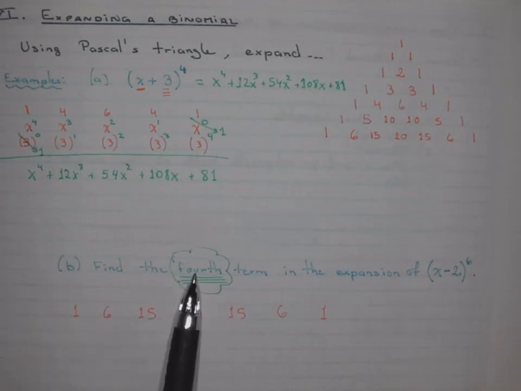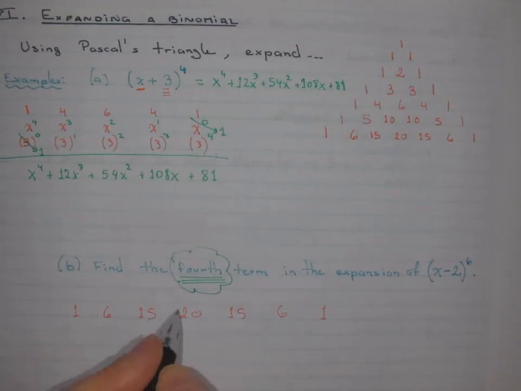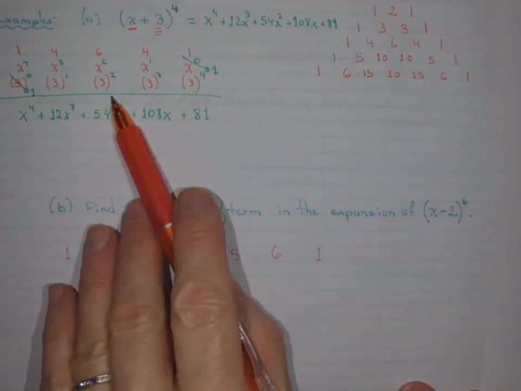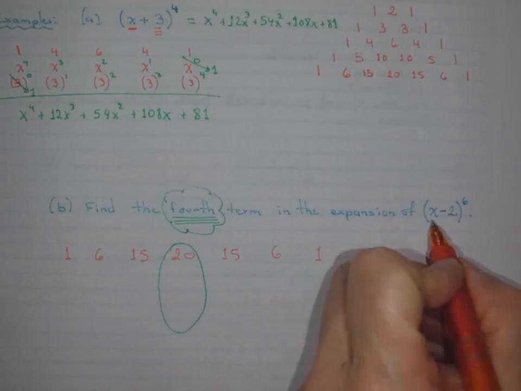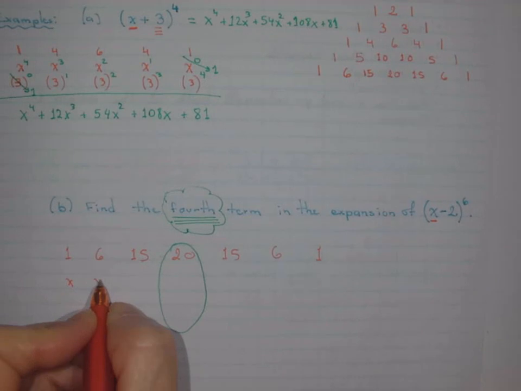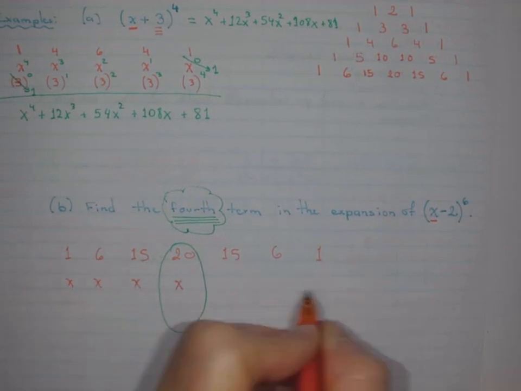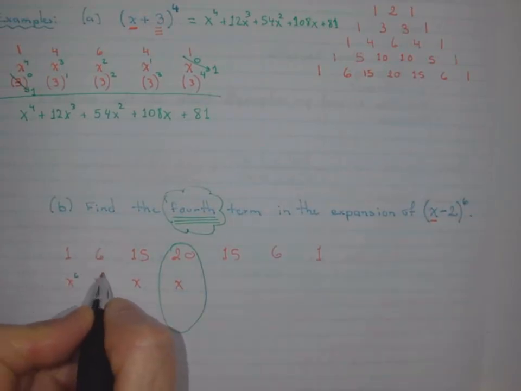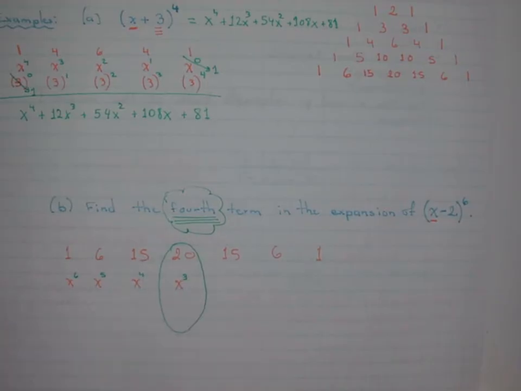Okay, I only want the fourth term. So first term, second term, third term, fourth term. So whatever I do here, that's the one I'm going to want. Okay, now just like we did up here, we need to look at the first term in the binomial. And so we will have an x here, and an x, and an x, and an x, etc. And I don't need those anymore, right? So I can stop. And I would start with my highest exponent first. 6, 5, 4, 3. I can stop. That's the one I'm interested in.